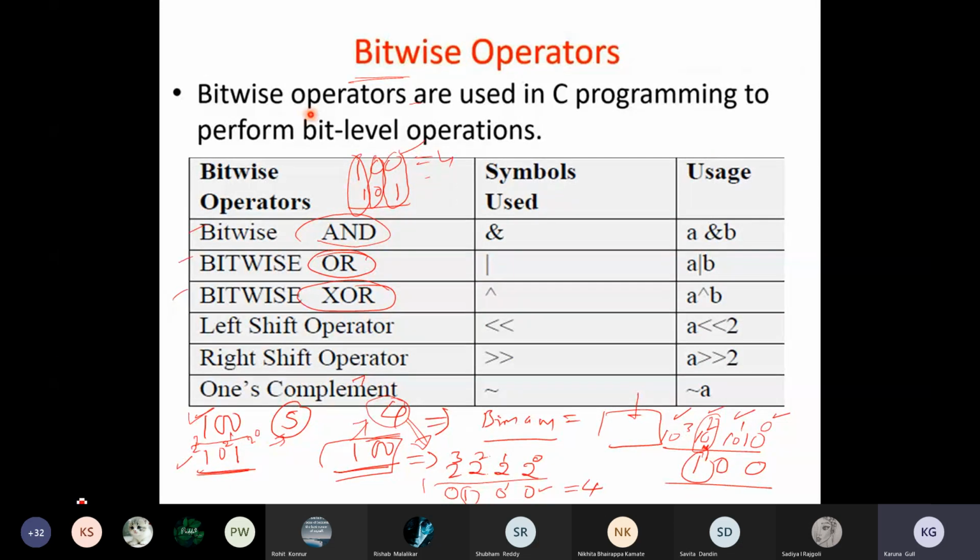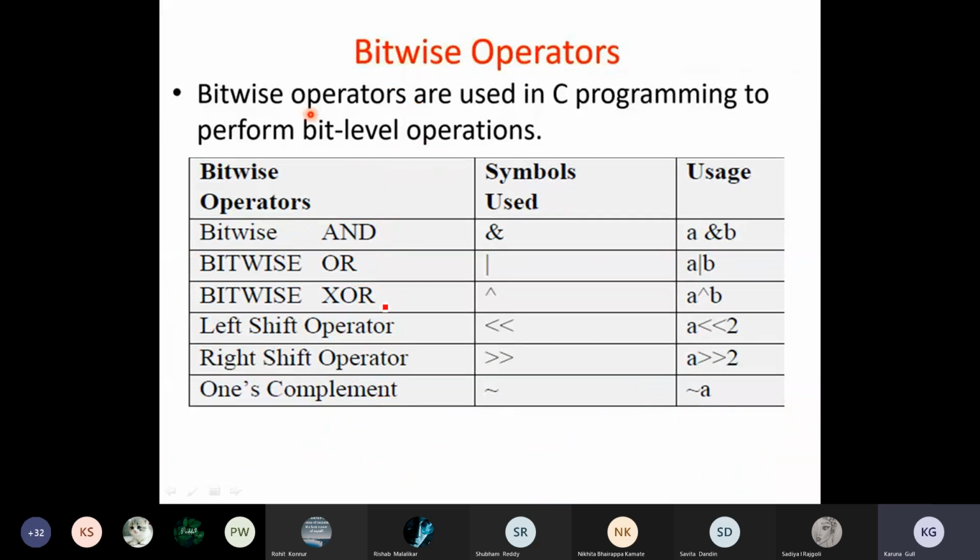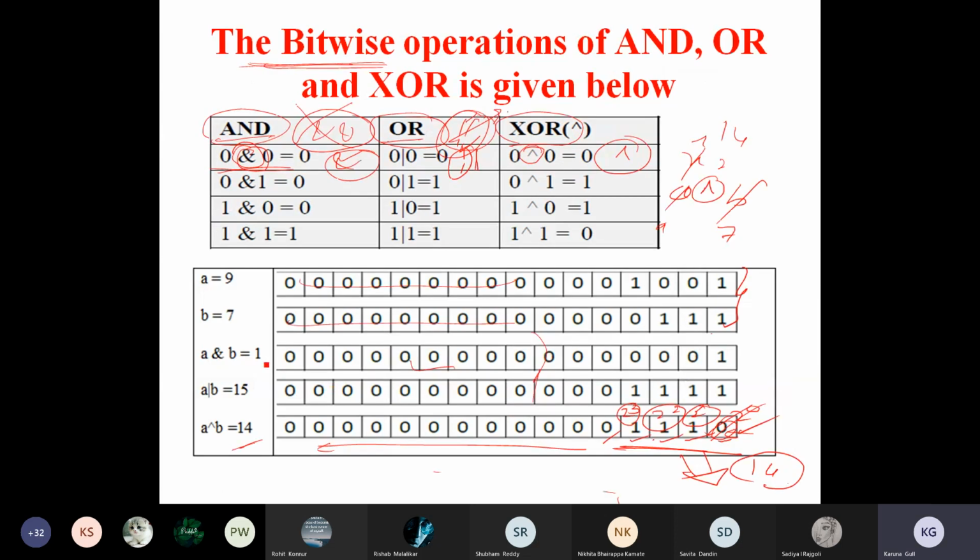Okay, so now one more thing that I forgot to tell you. That is the symbol that we are supposed to use. This is the symbol that we usually use for the complement. Once complement, it is the symbol called tilde. This is ampersand, pipe, caret. Two less than, two greater than, and you have the tilde. So these are the symbols that we use for the bitwise operators. So any doubt regarding these things?